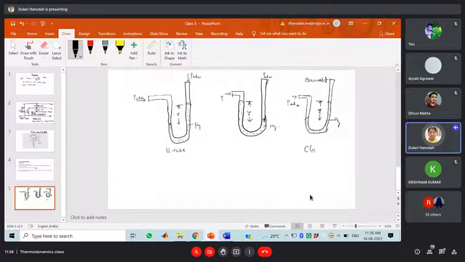So this one is your closed. So these are different arrangements of your U-tube. Here you can see that the difference of water column is given in terms of the chair. So this will indicate your gauge pressure. So gauge pressure, I think here I have written.